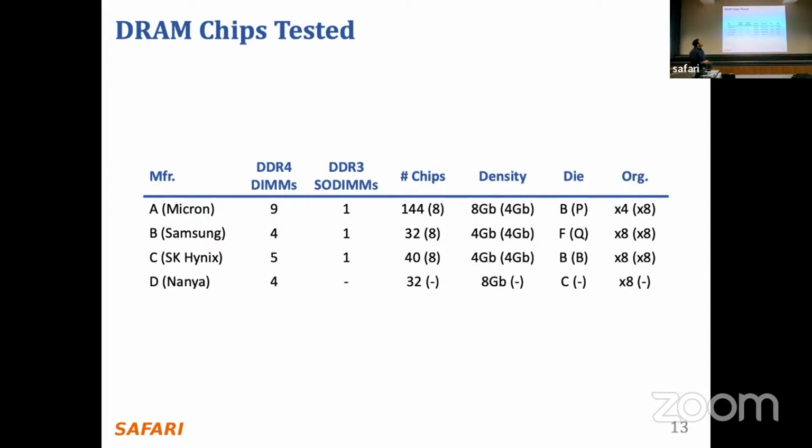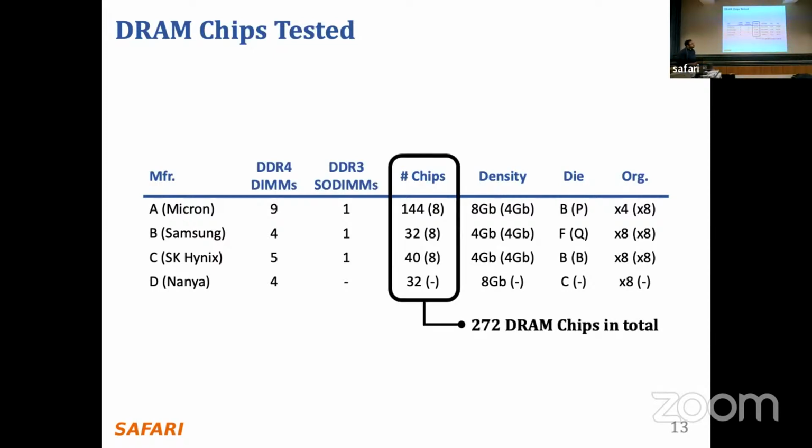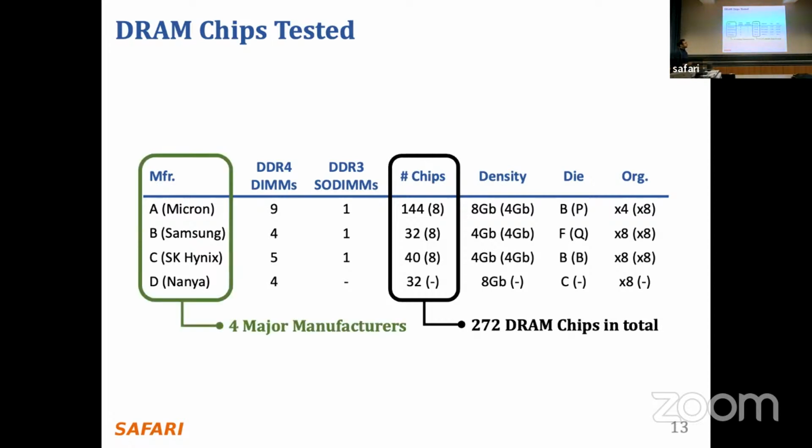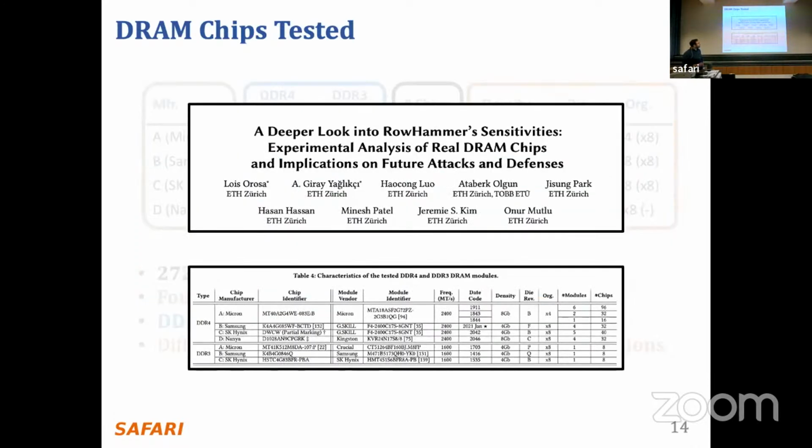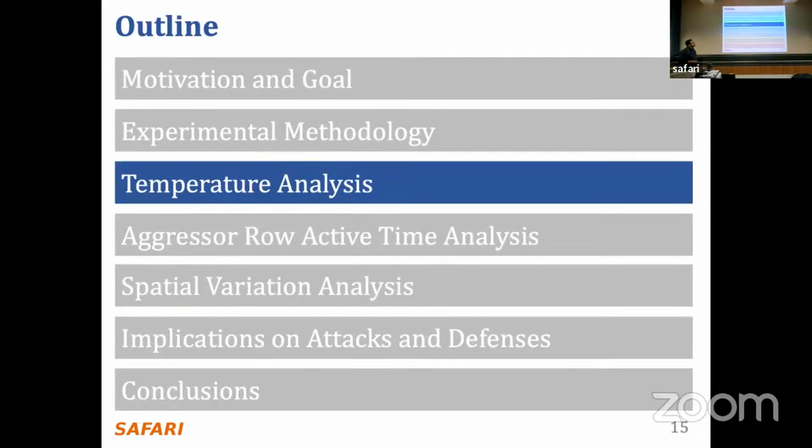So in this study, we test 272 DRAM chips in total, and they come from 4 major manufacturers. These DRAM chips implement 2 different DRAM standards, and they have different densities, die revisions, and organizations. And this is the full paper here. We have an extended version of this paper on arXiv, where you can find more detailed information about these DRAM modules.